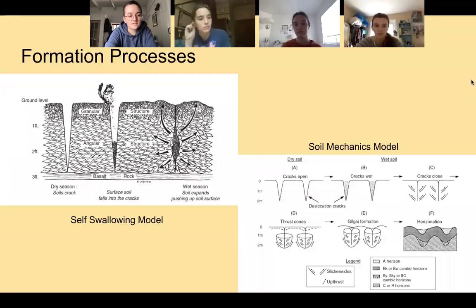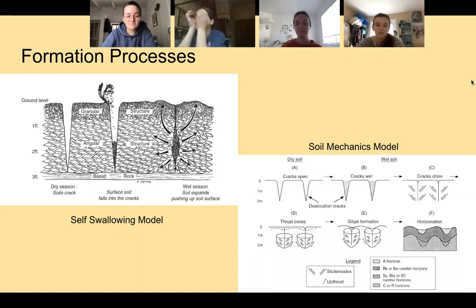For the formation processes, vertisols' parent materials include some sedimentary rock, mafic igneous rocks, and volcanic ash. The shrink and swell nature helps mix the soil material, which is also known as argillipedoturbation. The older model, the self-swallowing model, involves the shrink and swell, which forms the cracks of a vertisol, which allows new surface material to fall further into the soil, as depicted by this lovely image with the squirrel kicking surface soil into the crack.